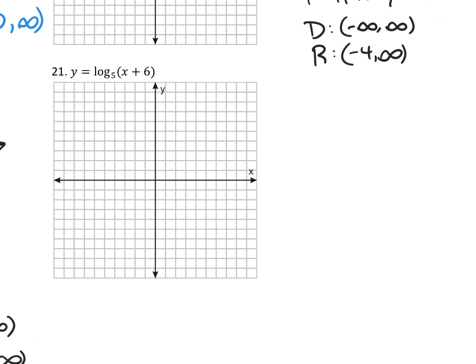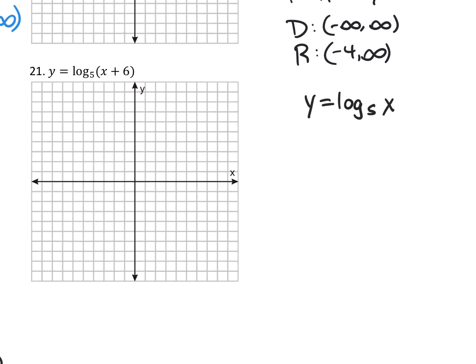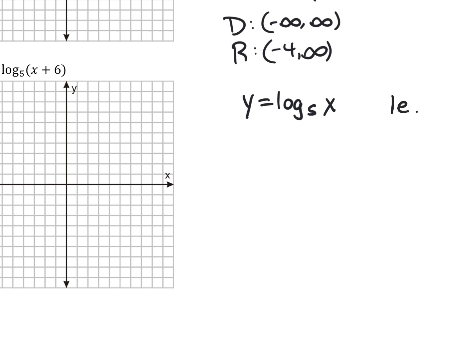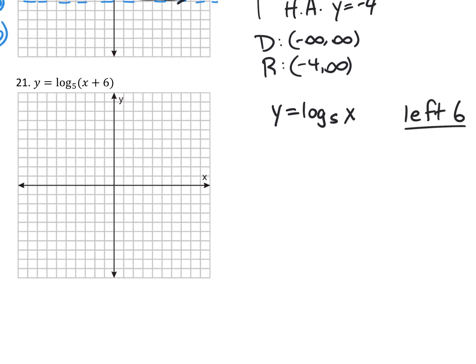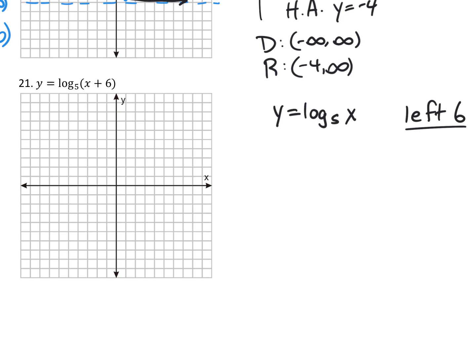So in this case, the related equation is y equals log base 5 of x, and eventually that's going to get shifted left 6 units. The reason I want to write this in the non-transformation form is because I don't really like logarithmic form. I'd rather write this in exponential and then plug in for y values. This one should be a little bit easier.